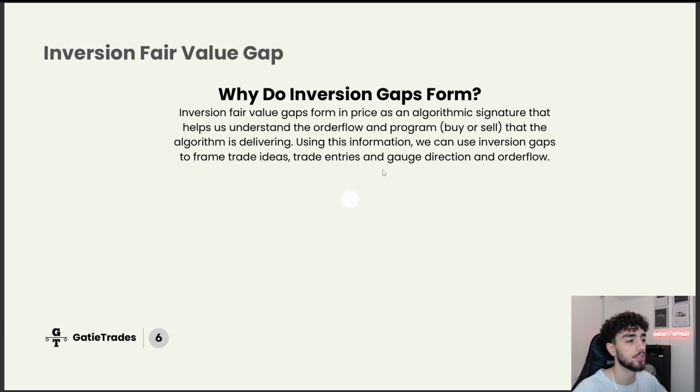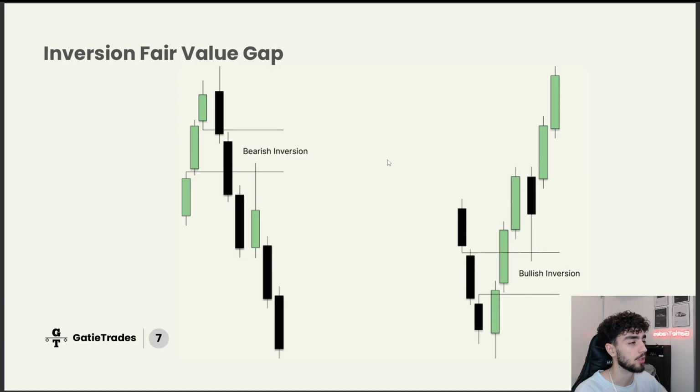Using these inversion fair value gaps when we see them, we can frame trade ideas, trade entries, and also gauge direction and order flow based on the market characteristic, sentiment, and obviously the higher time frame drawn liquidity.